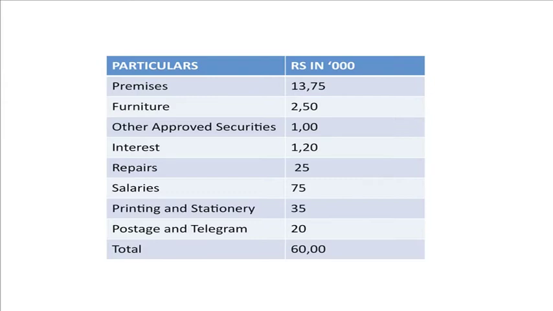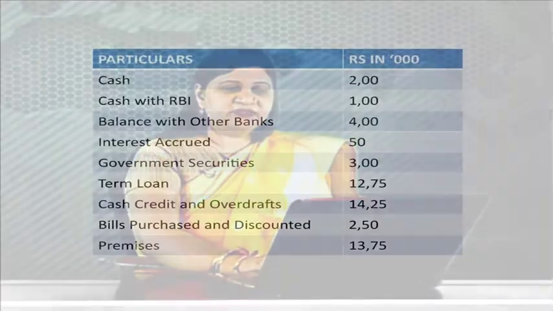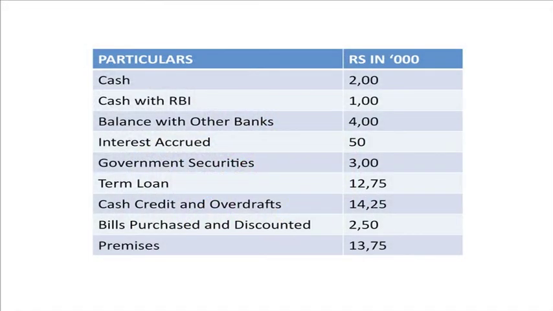So, let us analyze the debit side first. Cash will be reflected in schedule 6. So, we can prepare schedule 6 and place cash over there. Cash with RBI 1 lakh is again part of schedule 6. Balance with other banks goes in schedule 7. Interest accrued will go in schedule 11 under other assets, since it is interest accrued on the asset side, debit side, so it is an asset. Government securities 3 lakh will go in schedule 8, that is investments.